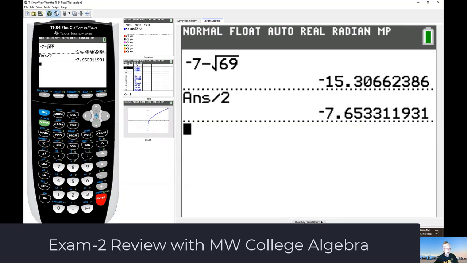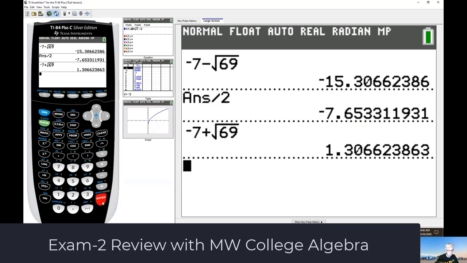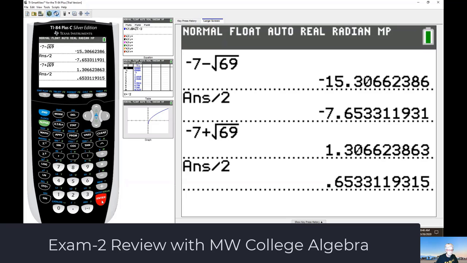Now I'm going to do the other, put the other zero into the calculator. And then divide by 2. And again, look at that, 0.653 followed by a 3, which we already said will not cause this 3 to move up to a 4.